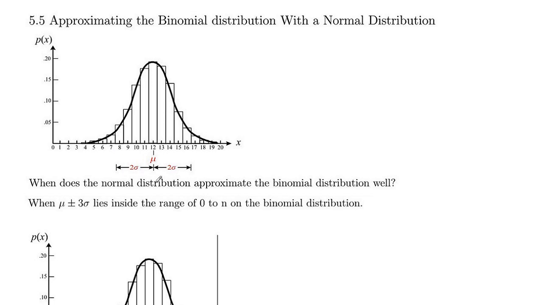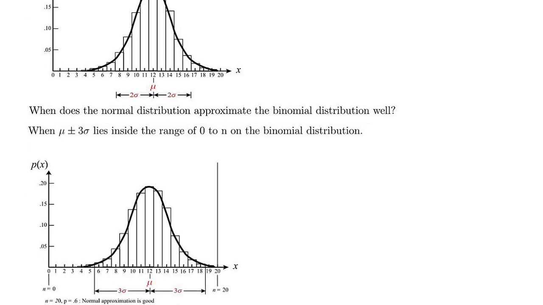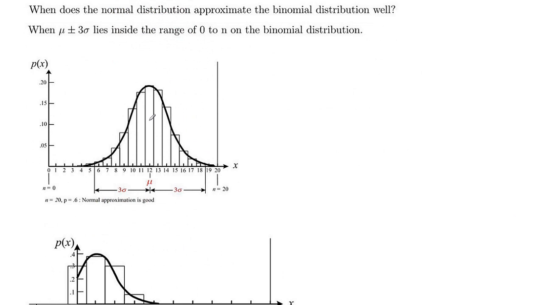So here's a binomial distribution that has a mean of 12, and you can see the boxes for the binomial distribution, and then the darkened in line is a normal distribution that approximates that pretty well. And you can see that there's not a lot of error here between the boxes and the normal distribution. So when does that normal distribution approximate the binomial well? Well, it's going to happen when mean plus or minus 3 standard deviations lies inside the range of 0 to n for the binomial distribution.